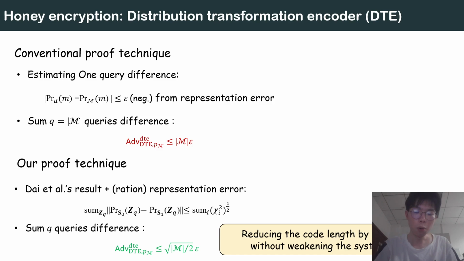To prove the pseudo-randomness of the SDT, traditional proof techniques typically measure the statistical distance of single core response distribution in two systems and sum them, while our work improves the existing proof techniques by using the chi-squared divergence to measure the upper bound of the statistical distance of Q-core response joint distributions, yielding much tighter results. The new result allows us to reduce the code length of ISDT without weakening the system's security.